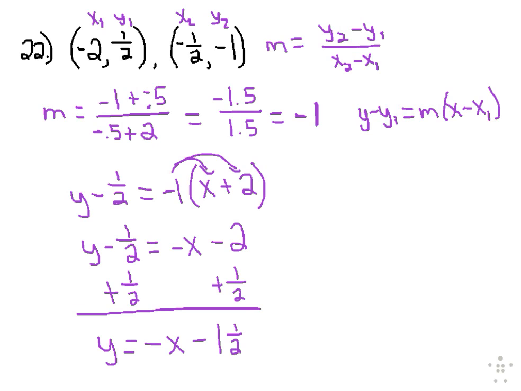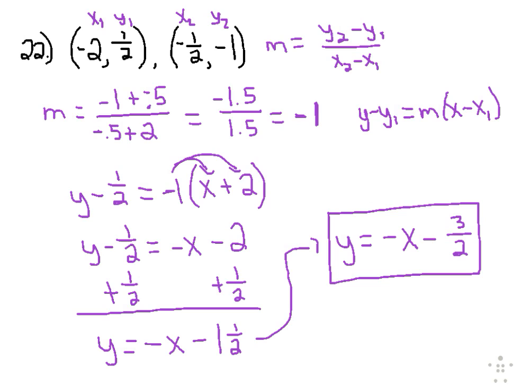We would not leave it like that. We'd say this is y is equal to -x plus 2 times 1 is 2 plus 1 is 3. And that shouldn't be a plus. I should change that. Let's go back, make sure we have a minus here. Minus 3 over 2. So here is your equation in slope-intercept form. Y equals -x minus 3/2.